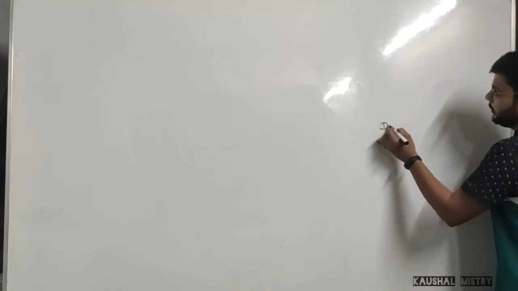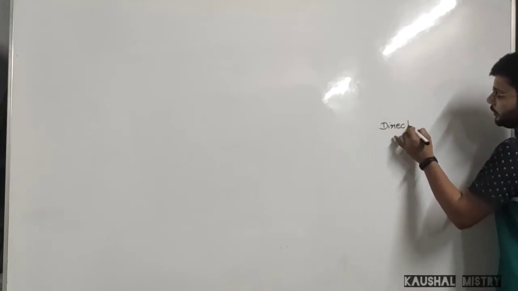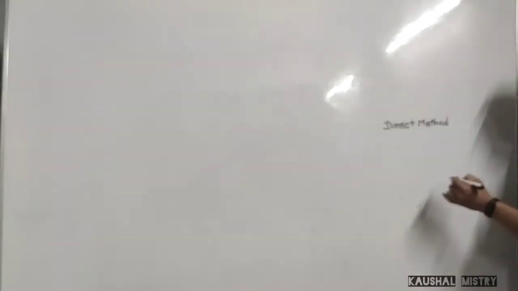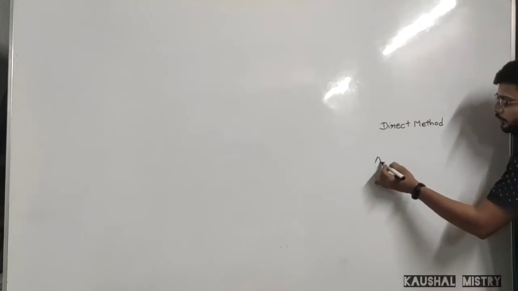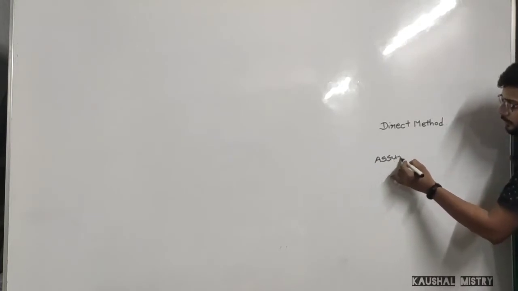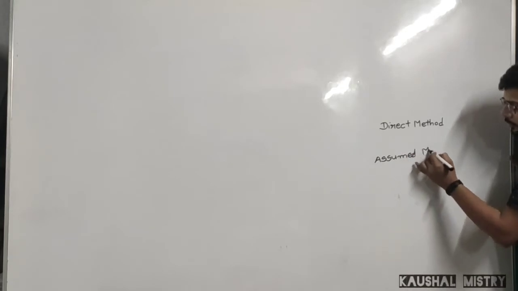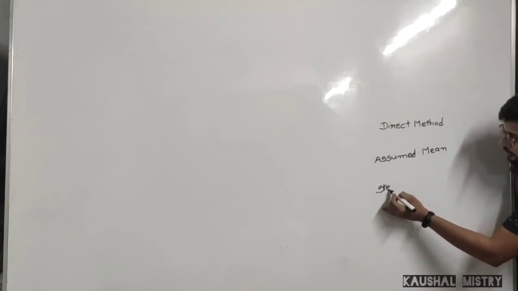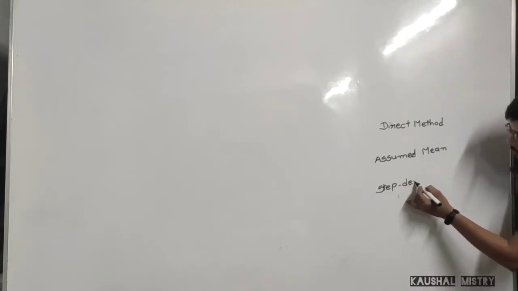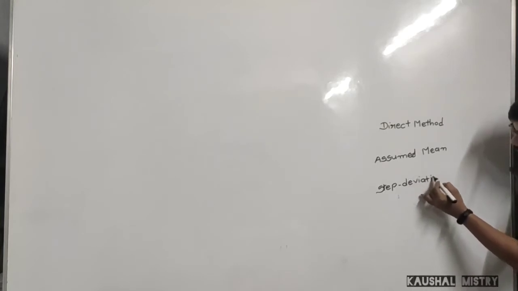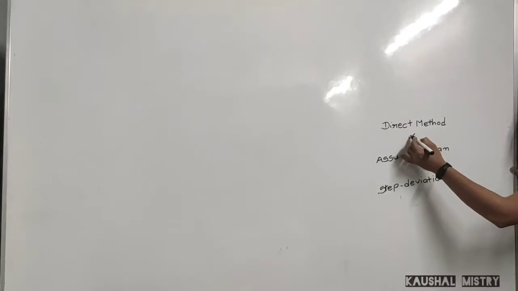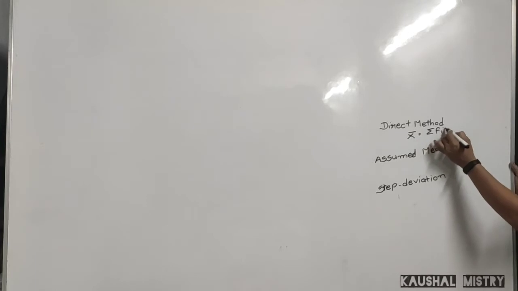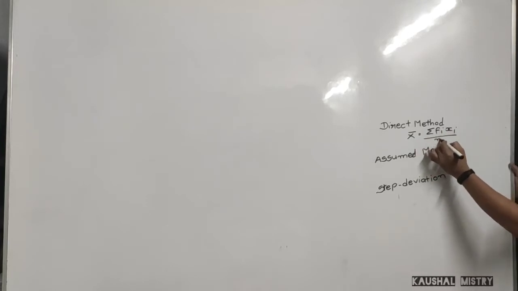The first method is the direct method. The second one is the assumed mean method. And the third method is the step deviation method. For the direct method, the formula will be x bar is equal to sigma fi xi upon n.